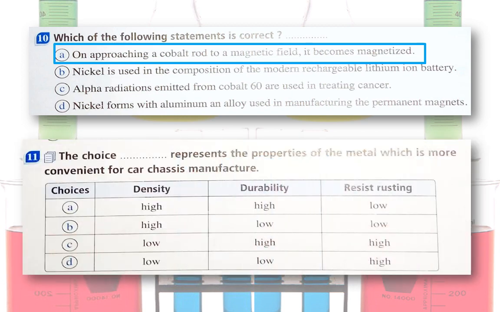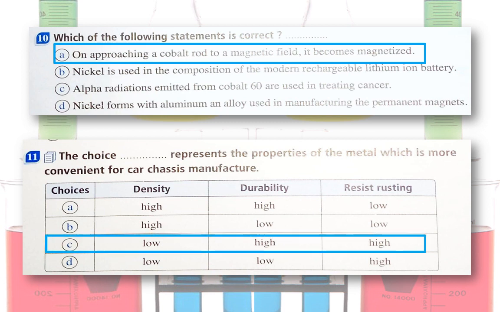Another question, the choice that represents the properties of a metal which is more convenient for chassis manufacture. Okay, here we have it must be low in density, ductility, and resist rusting. It means that the properties needed for a car chassis are to resist rusting. So one of them is the right one here. We have resist rusting and ductility as the right answer, and density will be low.